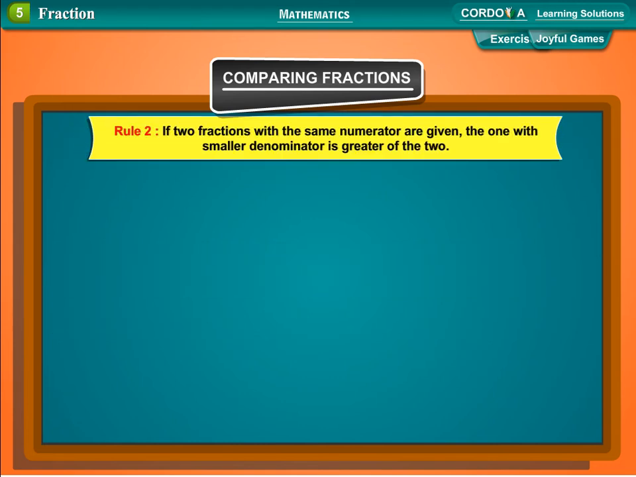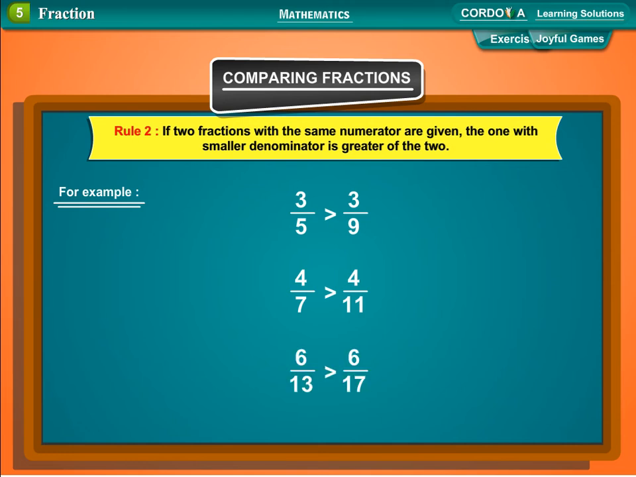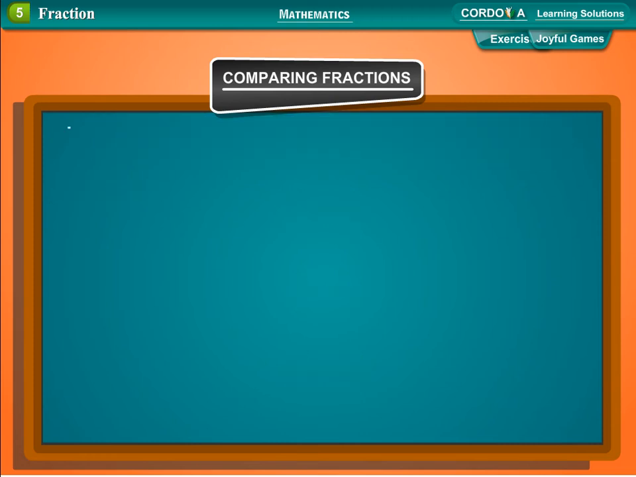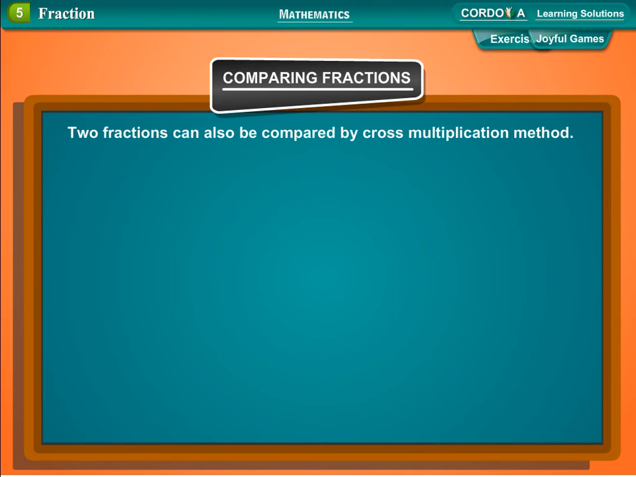Rule 2. If two fractions with the same numerator are given, the one with the smaller denominator is the greater of the two. For example, 3/5 is greater than 3/9, 4/7 is greater than 4/11, 6/13 is greater than 6/17. Two fractions can also be compared by the cross-multiplication method.